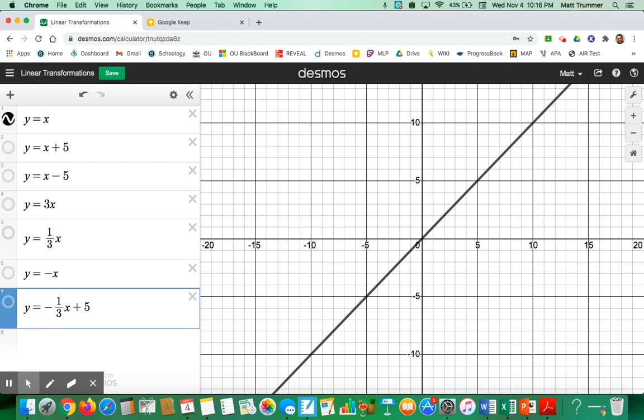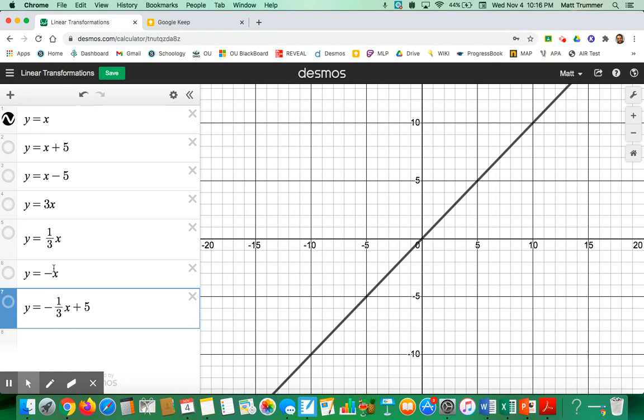All right, well, now I want to look at the last piece. The last piece here says y equals negative x. Well, does this affect the y-intercept? Is there a plus or a minus behind the x? Is there a b? There's not, right? So it doesn't affect the y-intercept.